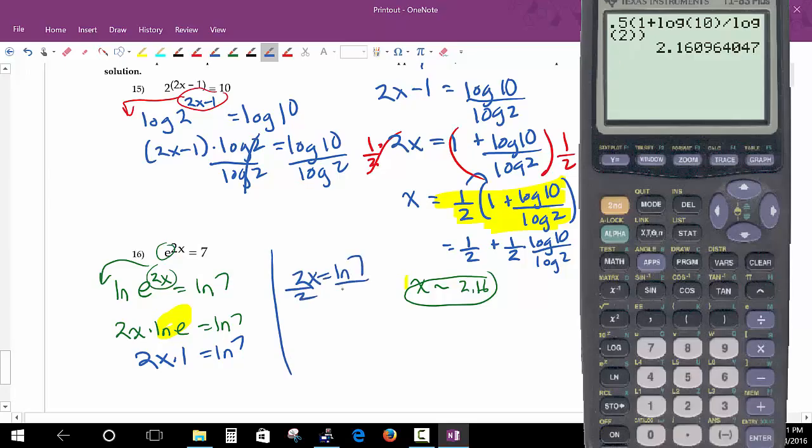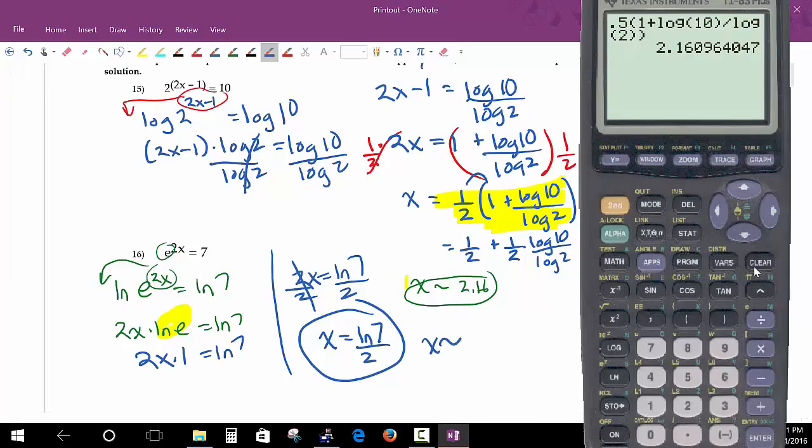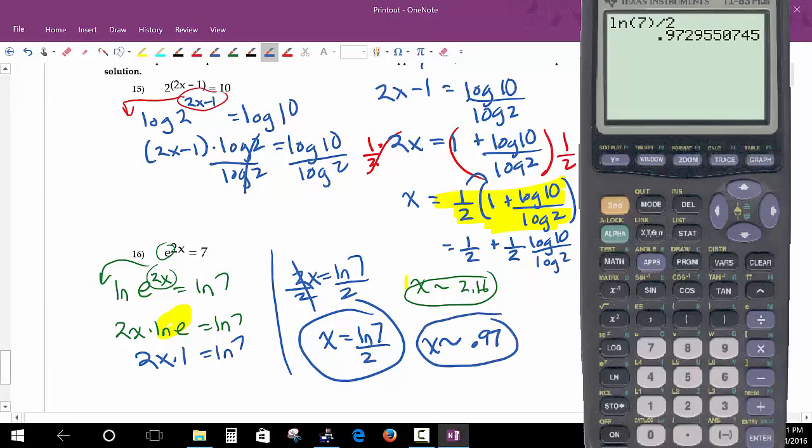Then you can divide by 2. So your exact answer is x equals ln 7 over 2. And you can't do anything with that. You can't do 7 over 2 because the 2 doesn't have a log in it or anything. So then you just go directly to your calculator and you go ln 7, close parentheses, and then divide by 2. So you get the answer is about 0.97 if you round that to 2 decimals. Again, here's the exact answer. Here's the estimated answer like that.